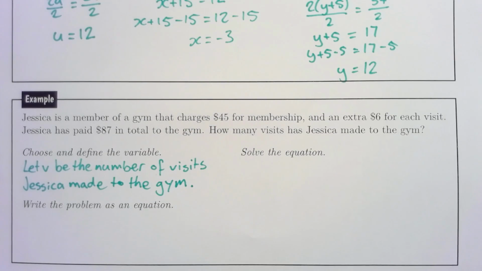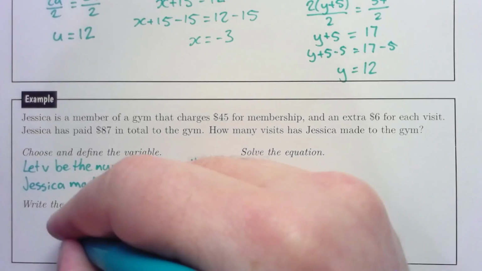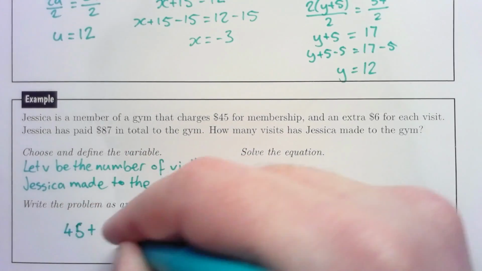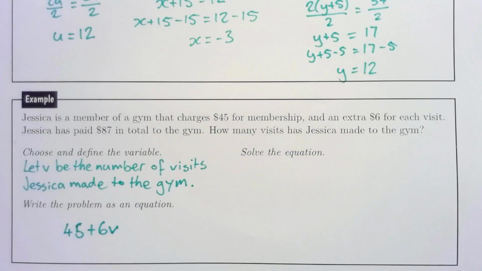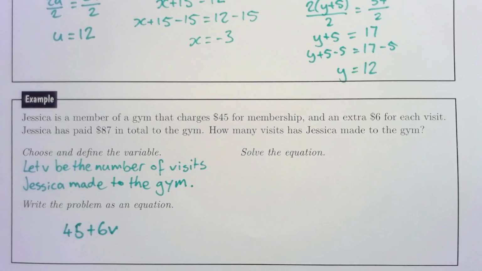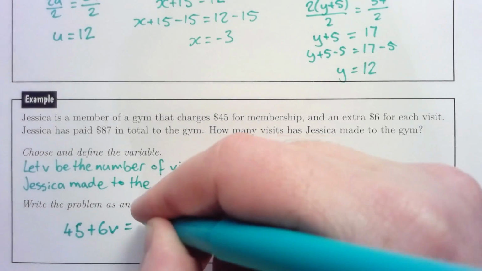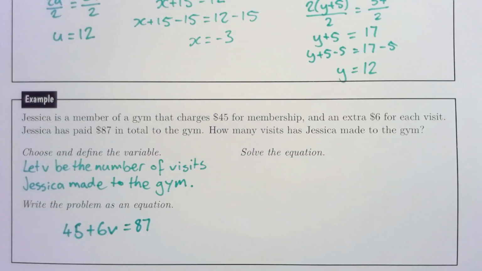Now that we have this, we can write down an equation. We can work out how much Jessica has spent in total using our variable. That's $45 for membership, plus 6 times the number of visits that she's made. Now, unlike when we were dealing with problems like this with expressions, we actually know what this equals. We know that she has spent $87 in total. So we can make our expression equal to 87. This is the equation that we're trying to solve.